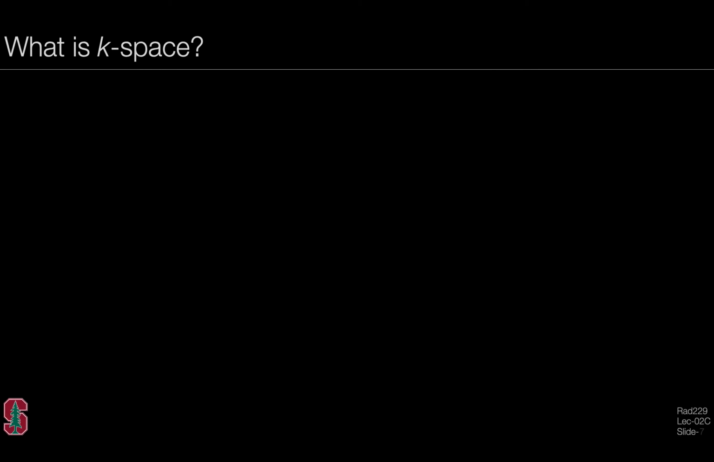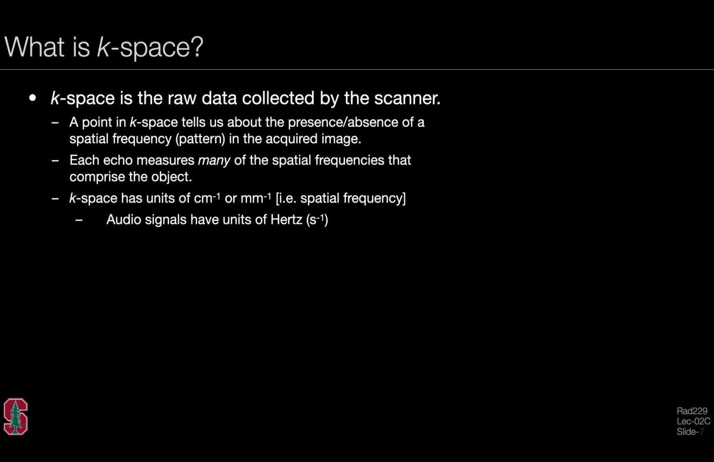So let's think more about what is K-space. And there's different ways we can approach this. K-space, from one perspective, is simply the raw data collected by the scanner. It represents a point in K-space, or rather a point in K-space tells us about the presence or absence of a particular spatial frequency or pattern in the underlying object, which we are able to generate and display in the underlying image. Each echo measures many of the spatial frequencies that comprise the object. And if you have a background in MR already, you'll know that we acquire echoes after each excitation in general.